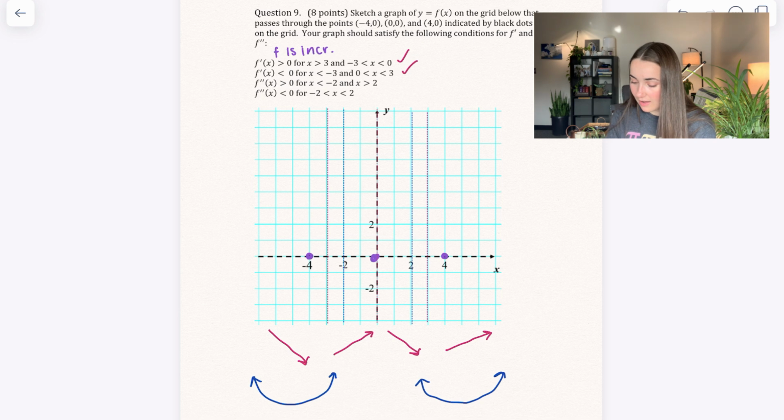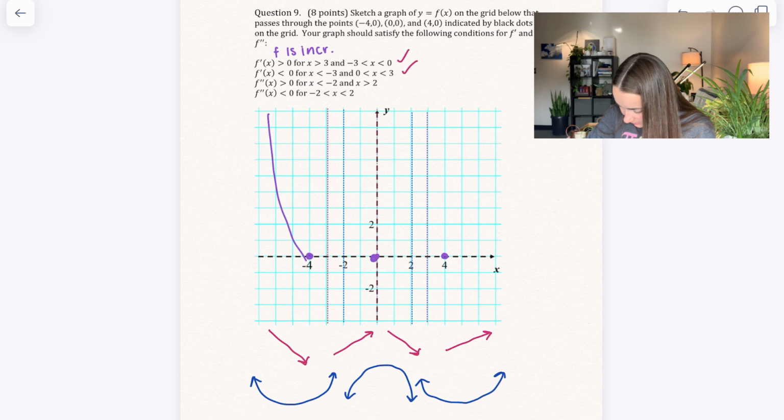Okay, and then we have that the second derivative is less than 0, aka concave down, between -2 and 2. So right here, it's going to be something like this. Okay, so first we're going to be decreasing and concave down. So we have something like this all the way until we hit -3.